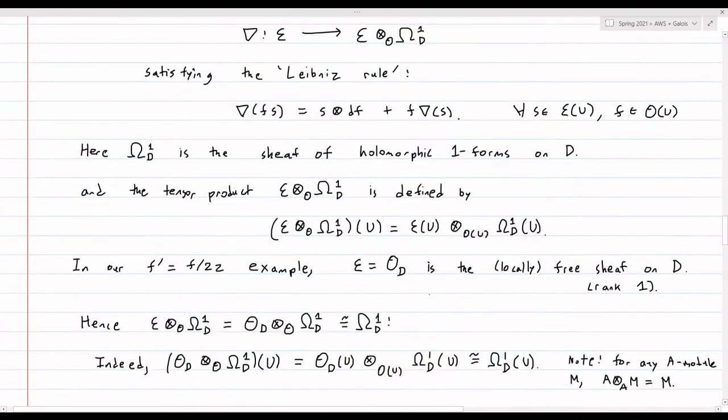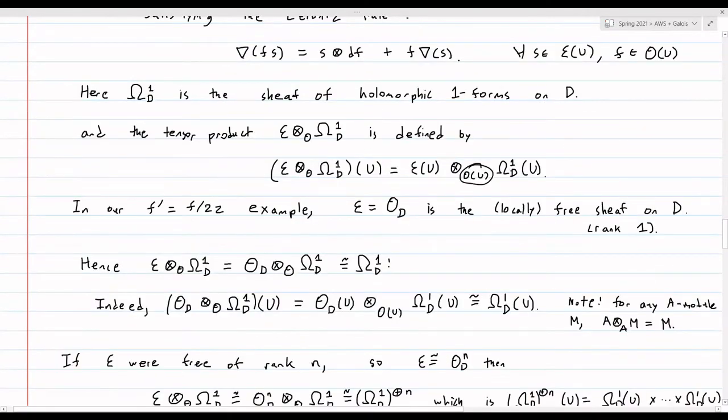Yeah, EU is going to be a module over this ring, and omega D1 of U, I guess, is also going to be a module over this ring. Anyway, so we have this tensor product of modules over this ring. And then in our example, let's look at this example, F prime equals F over 2Z.